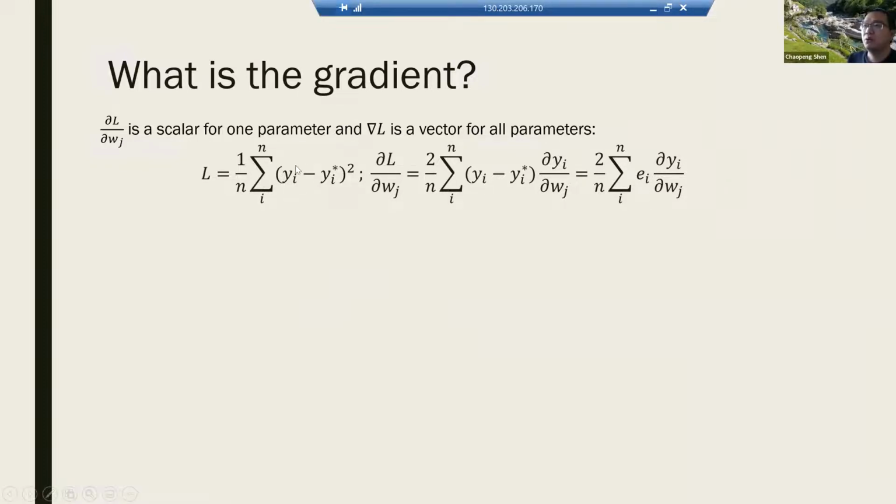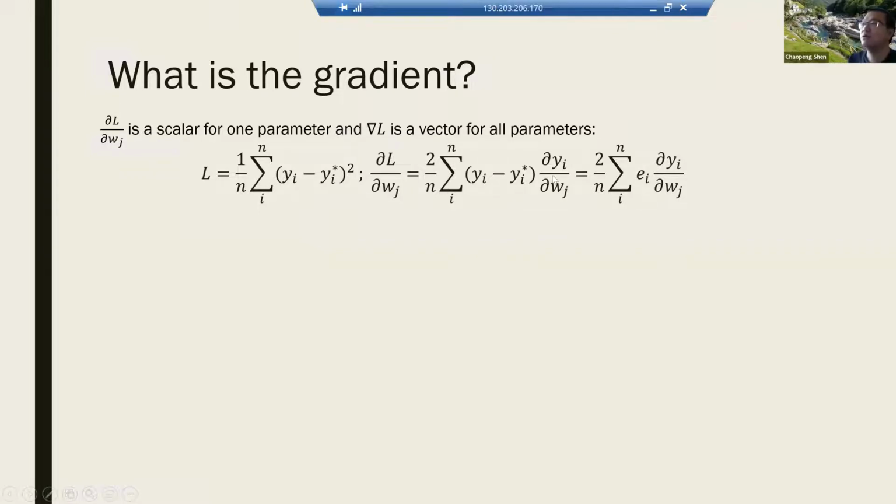Okay, we apply gradient descent. L is the sum of squares of the error. Y is the prediction here, and Y star is the observation. Applying the chain rule, if we are interested in the gradient of L with respect to any parameter Wj, the first layer is to do the differentiation against this yi, which gives yi minus yi star times the gradient of yi, that's the prediction, that's your model, with respect to wj. So this is the chain rule, essentially.